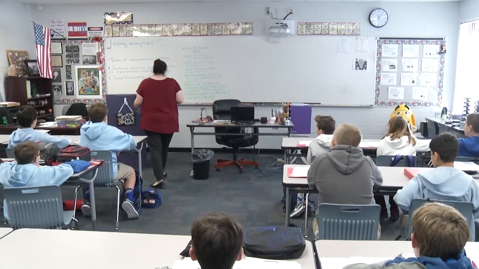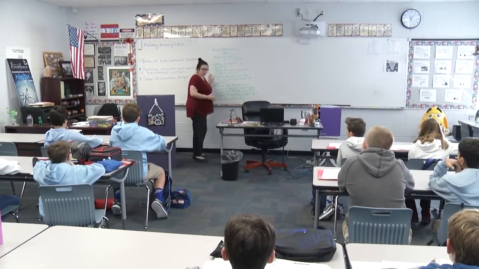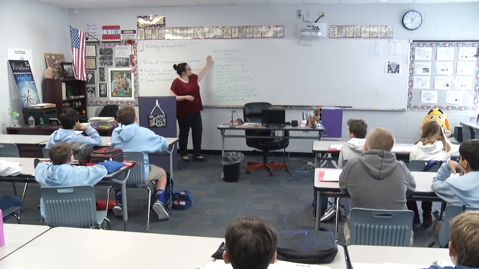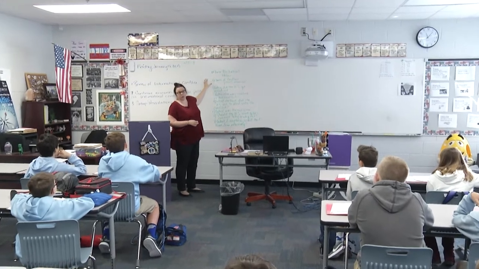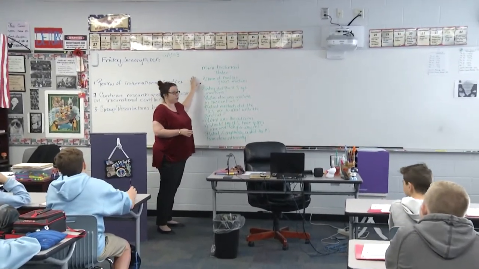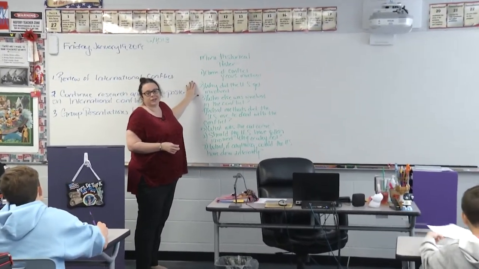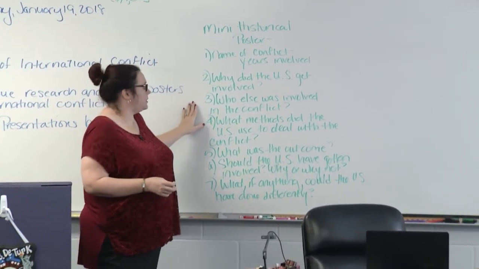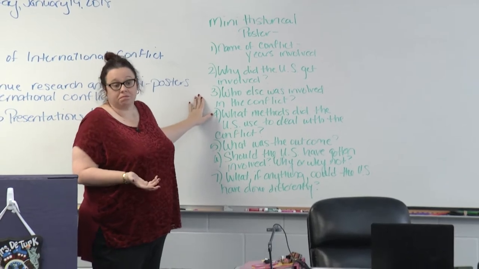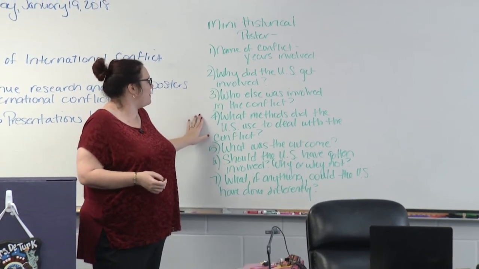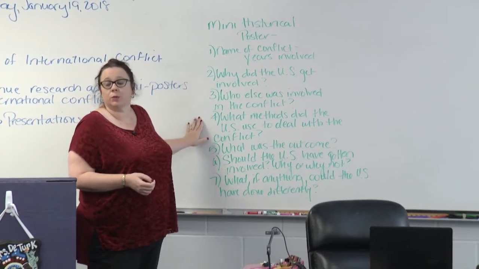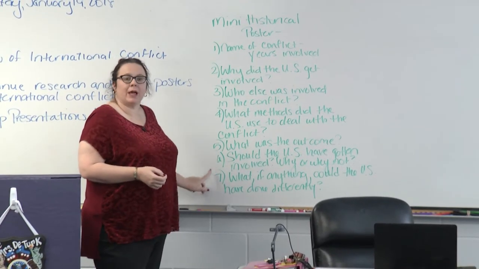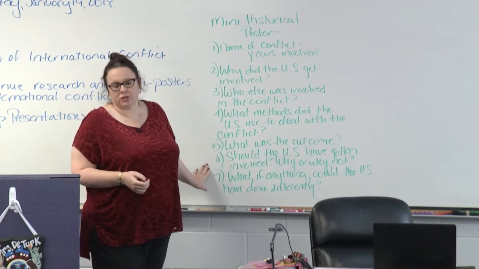Now, look over the questions as I go over them with you. Here is what you're looking for. Number one is the name of the conflict and the years involved, or year. Okay, some of them were very short. Why did the U.S. get involved? Who else was involved in the conflict? What other countries were we involved with? What methods did the U.S. use to deal with the conflict? What was the outcome?